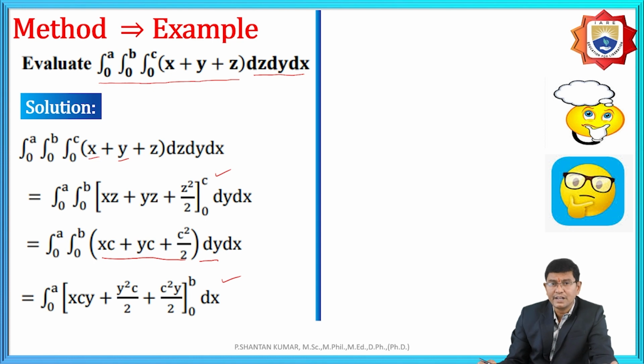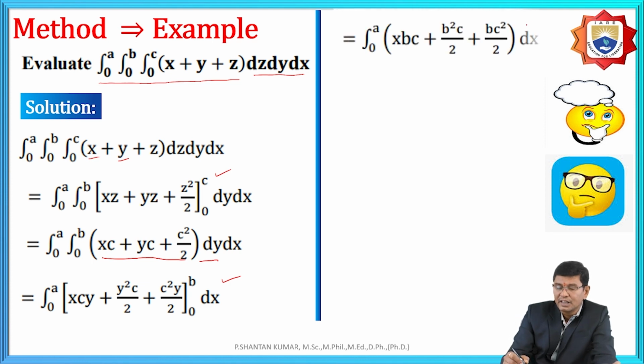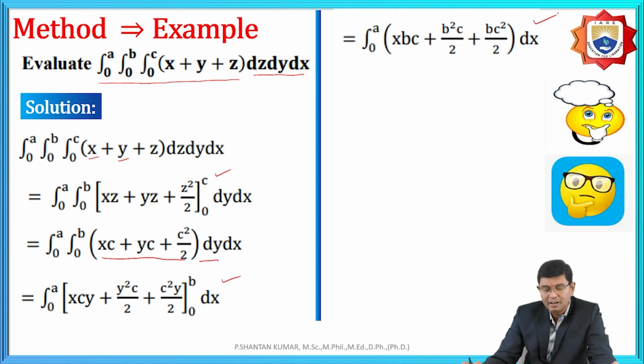Now again we need to replace y with the upper limit b and lower limit 0. Therefore after replacement of upper and lower in place of y, the value will be a xbc plus b square c by 2 plus bc square by 2.